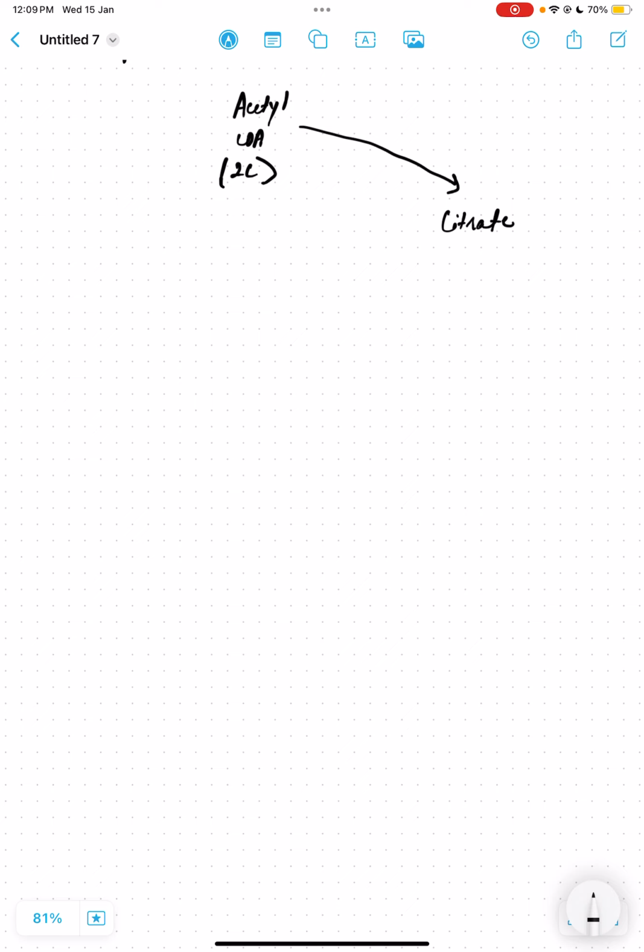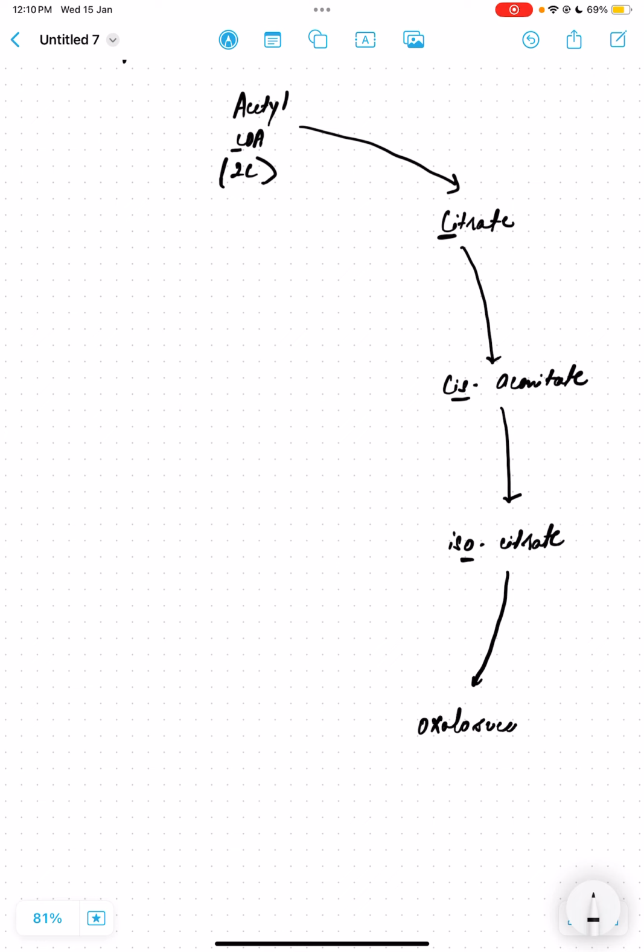Please follow the words. Here there is C, so the next word will be citrate. Now here the word comes Ci, so the next word will be cis aconitate. Here Is is coming, so the next word will be isocitrate. Here the word is O, so the next word will be oxalosuccinate.